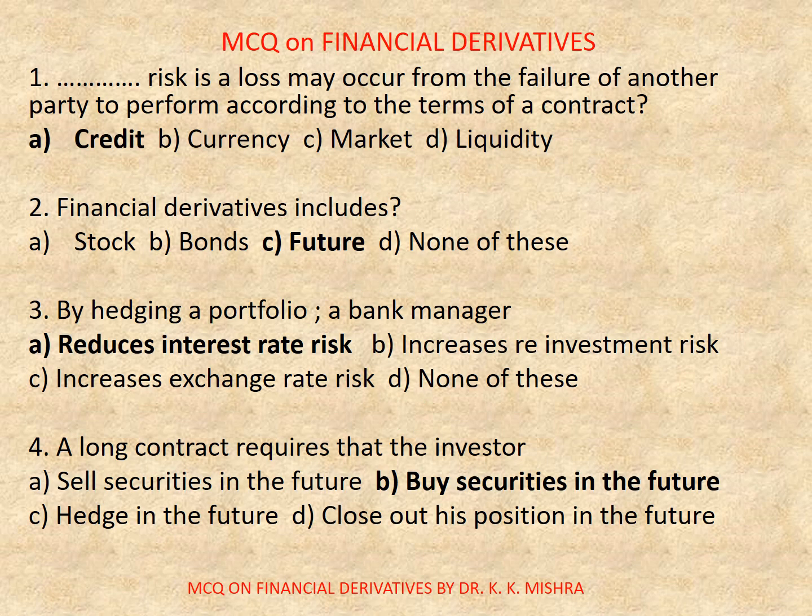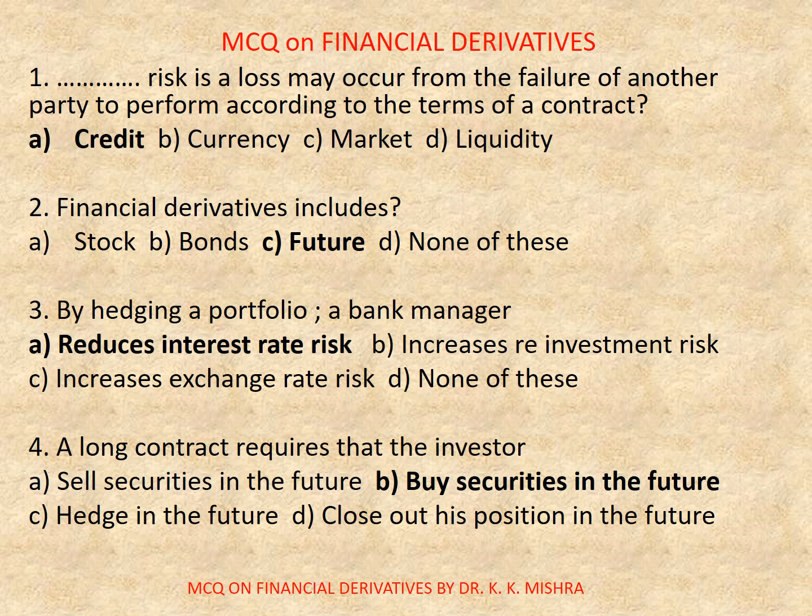Question number 1. Dash risk is a loss that may occur from the failure of another party to perform according to the terms of a contract. Options are A. Credit, B. Currency, C. Market, D. Liquidity. Correct option is A. Credit.